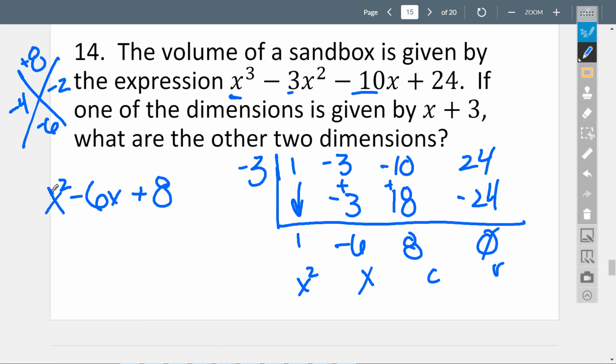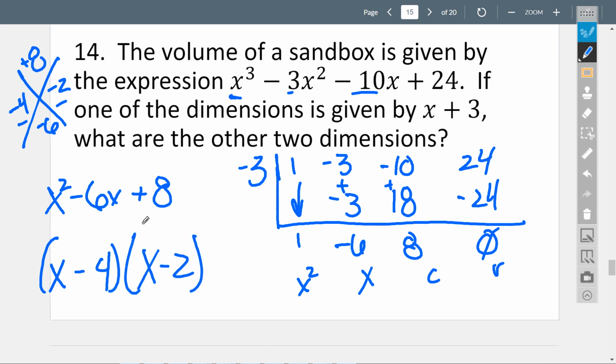Since the a value is 1, I don't have to factor by grouping. I can go ahead and assume that they factor into x minus 4 and x minus 2. So the other two dimensions were x minus 4 and x minus 2.